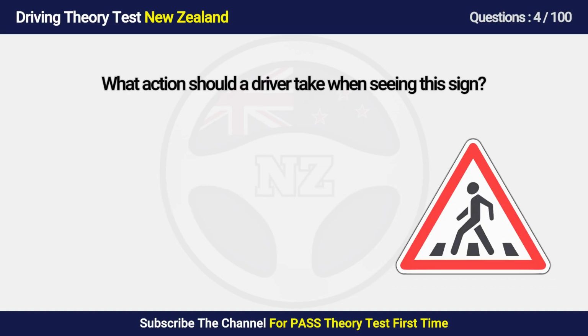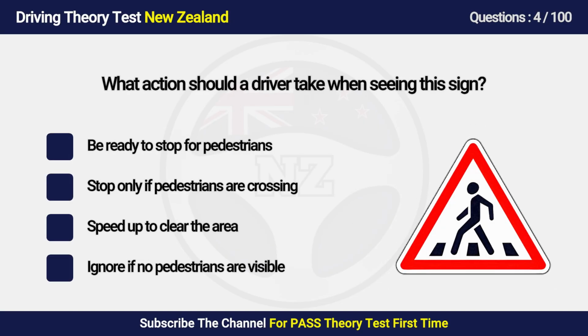Question 4. What action should a driver take when seeing this sign? A. Be ready to stop for pedestrians. B. Stop only if pedestrians are crossing. C. Speed up to clear the area. D. Ignore if no pedestrians are visible.